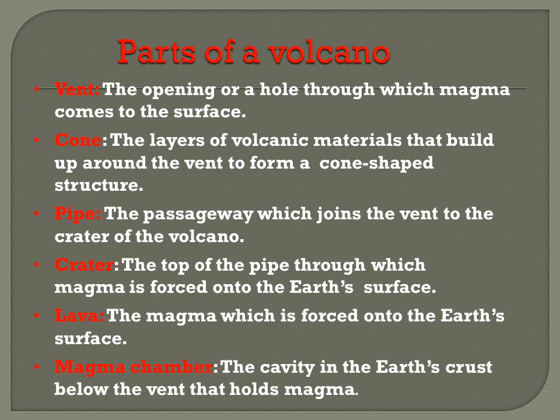We will be looking at the structure also in our next slide. And lava, the magma which is forced onto the earth's surface is called lava. That means the things that come out from the vent are termed as lava. Magma chamber, the cavity in the earth's crust below the vent that holds magma. That means the part where the magma is stored is called magma chamber.